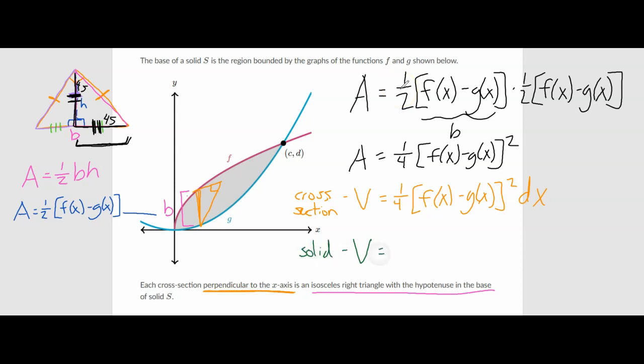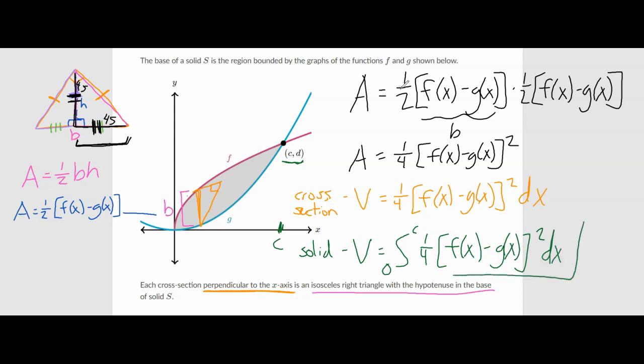And of course, if I want to find the volume of the entire solid, I'm just going to integrate over the interval 0 to c. They give us this intersection point, the x value c. So 0 to c of all of this. And you could also move the 1/4 outside the integral using integral properties, but we'll just leave that like that for now.